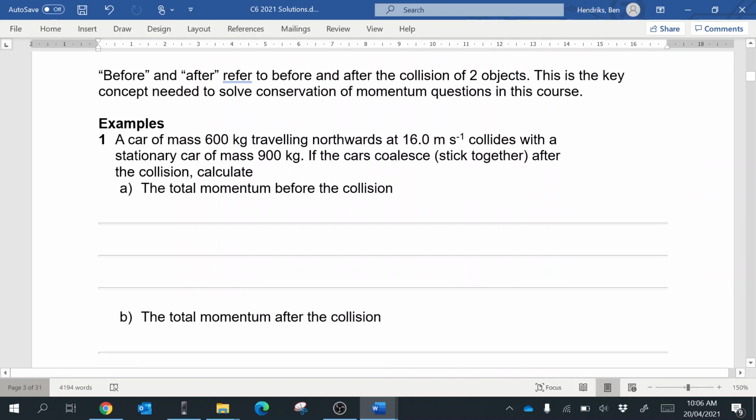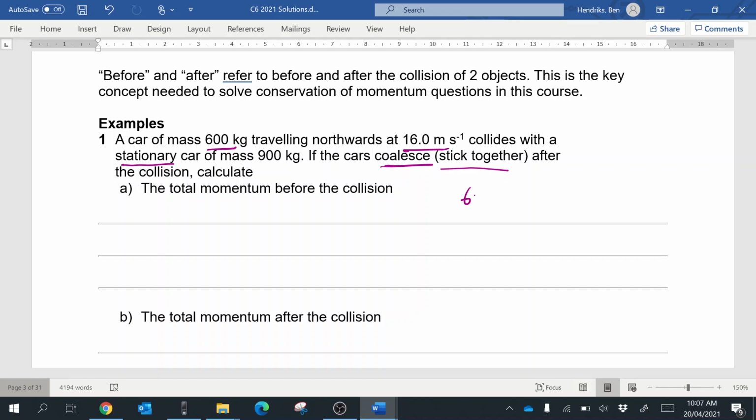So example 1 here, we have a car of mass 600 kilograms travelling northwards at 16 metres per second, and it collides with a stationary car, so that's not moving, of mass 900 kilograms. If the cars coalesce, meaning sticking together, after the collision, calculate the total momentum before the collision. So before the collision, if we draw our two cars, we have 600 mass moving at 16 metres per second. Then we have a 900 kilogram car, which is at rest, so v equals 0.